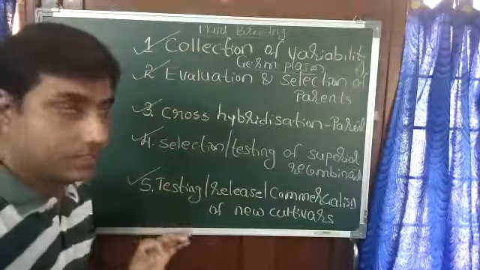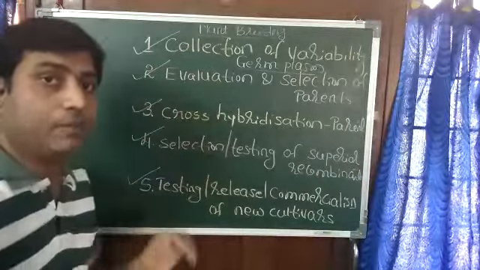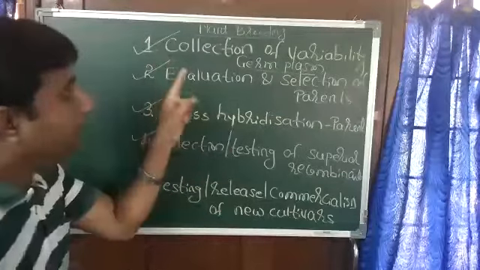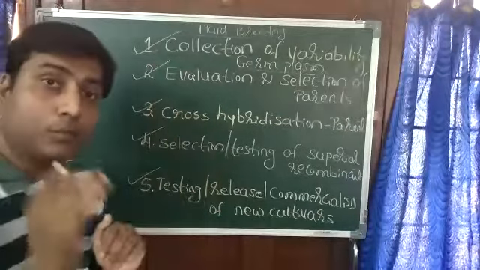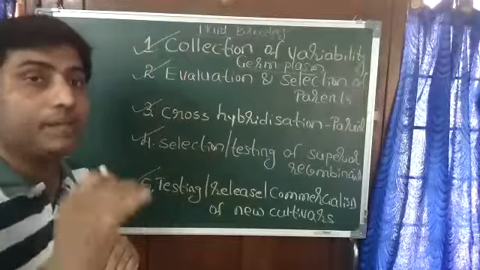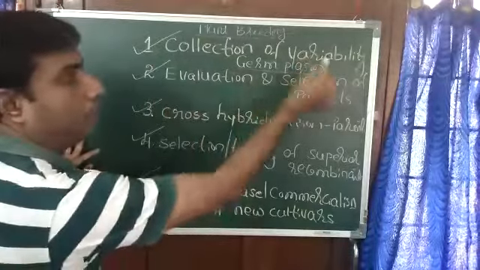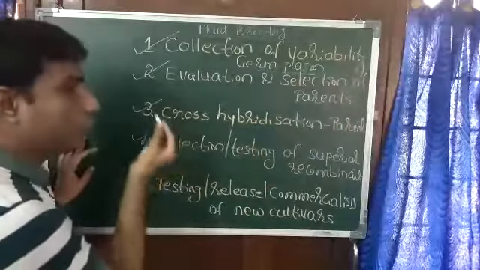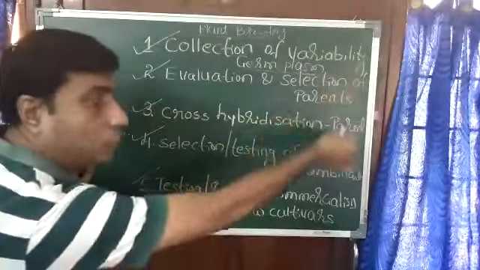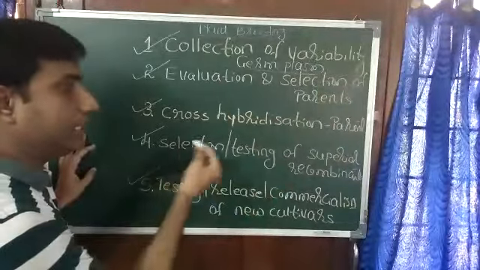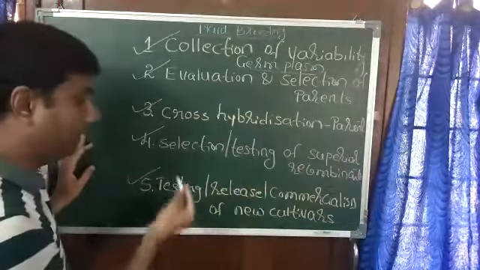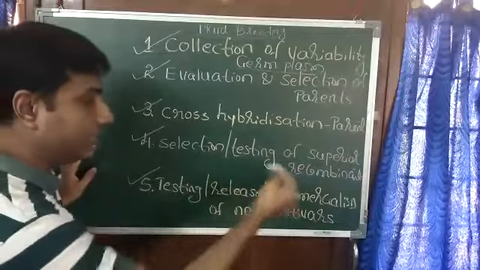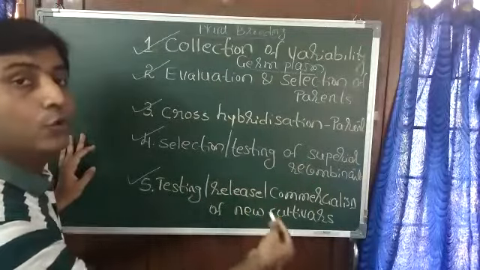So I repeat once again, it is very important from the exam point of view. The plant breeding program involves the following steps: collection of variability, evaluation and selection of parents, cross hybridization among those parents, selection and testing of superior recombinant, testing, release and commercialization of new cultivars.